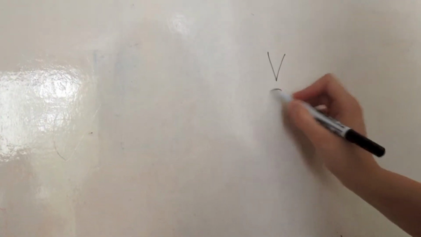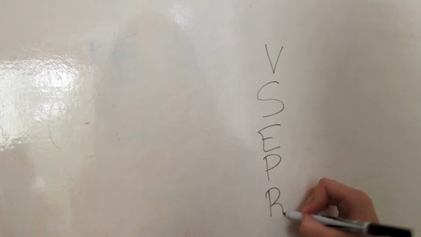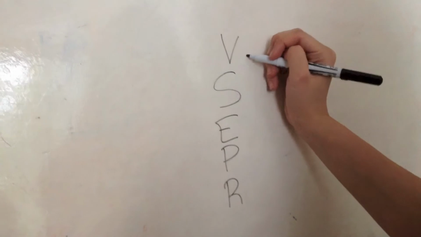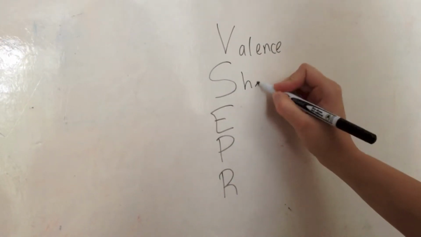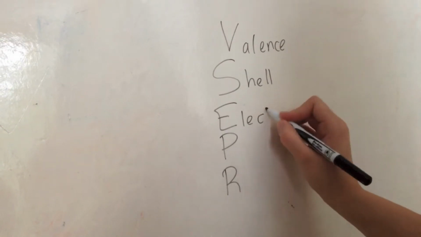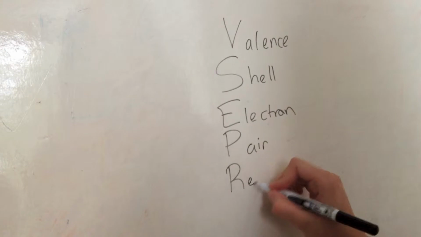Hey class, today we're going to be talking about VSEPR theory. So what is VSEPR? VSEPR is as follows: valence, shell, electron, pair, repulsion.